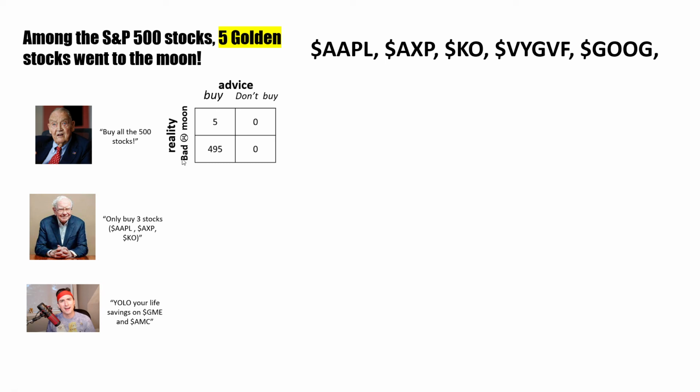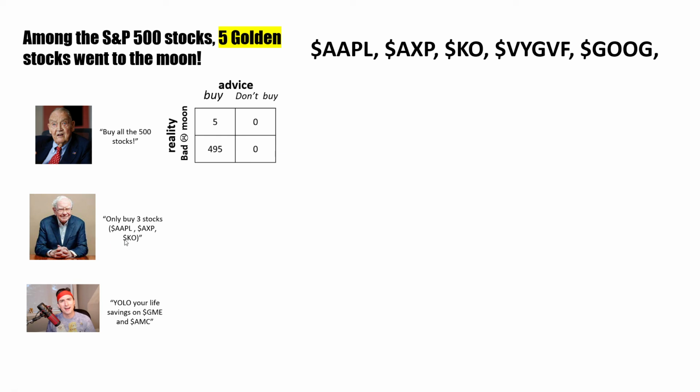Now, out of the stocks that did not go to the moon, and here, for the sake of simplicity, we call them bad stocks, how many did he tell you to buy? 495, because he told you to go buy everything, right? And there were 495 out of 500 that were really not good stocks, and he told you to go buy all of them. That's why we have 495 here. And how many of the bad stocks did he tell you to not buy? Well, 0, because he told you to go buy everything, effectively not telling you to not buy any of the bad stocks, right? So this is the confusion matrix for Jack Bogle.